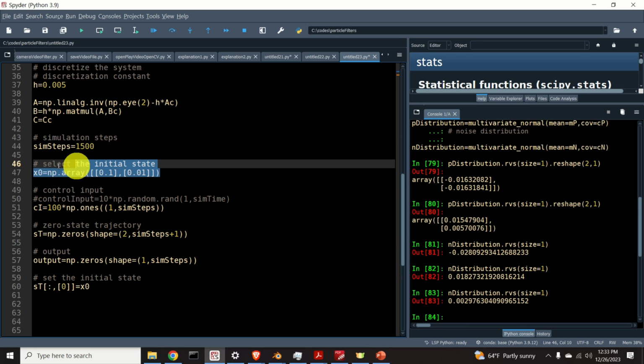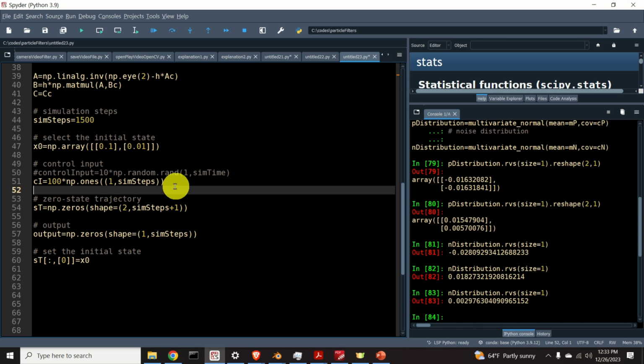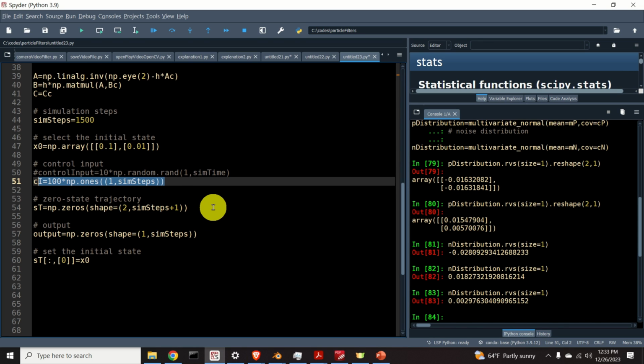Next, I select the initial state, and over here I select the control input, or better to say a time series of control inputs where every entry of this time series will actually be a control input applied at the corresponding time step. In my case, I will simulate the response of the system to a simple step control input. In my case, the applied input is 100 newtons at every time step.